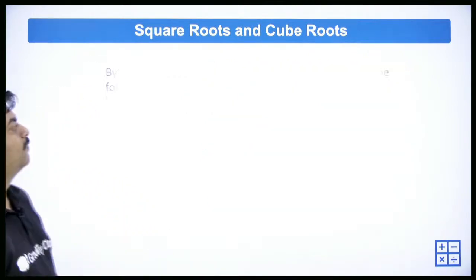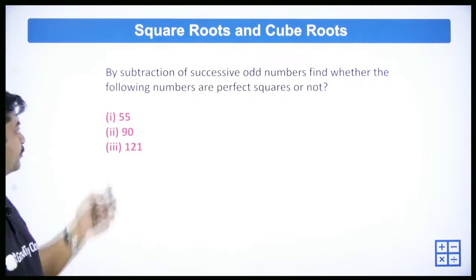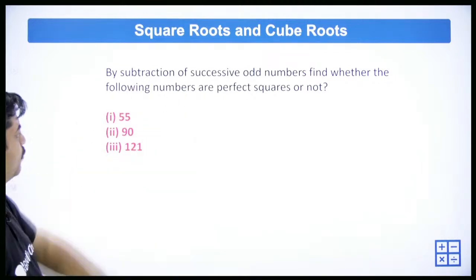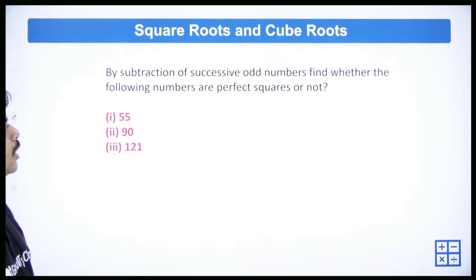So that is the first method. I have one more question of the same kind, so you can try to solve that. By subtraction of successive odd numbers, find whether the following numbers are perfect squares or not.